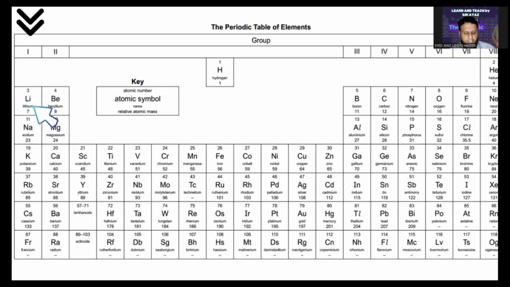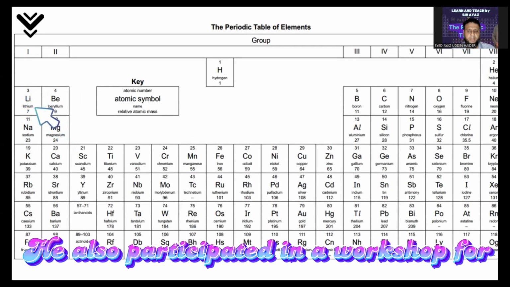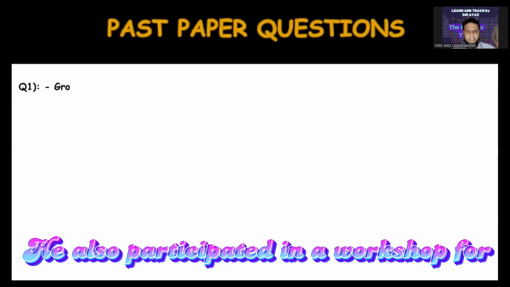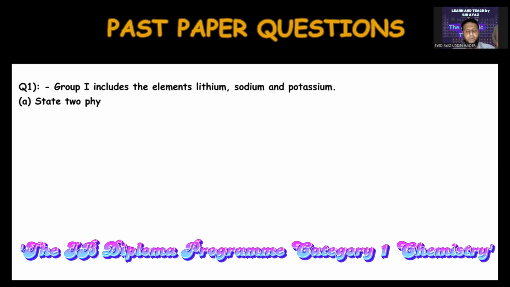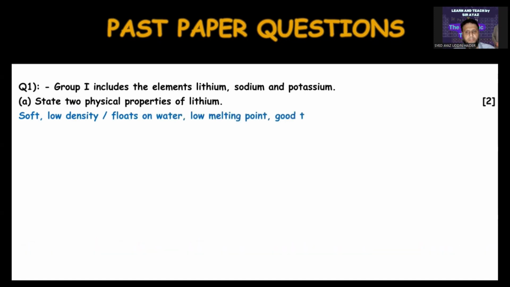Here's the position of lithium in the periodic table. By looking at the position of lithium in the periodic table, it's a group 1 metal. You can easily predict any two physical properties like it is soft, it has low melting point, low boiling point, low density, malleable, ductile, thermal conductor, electrical conductor, floats on water. So you can write any two of these physical properties.